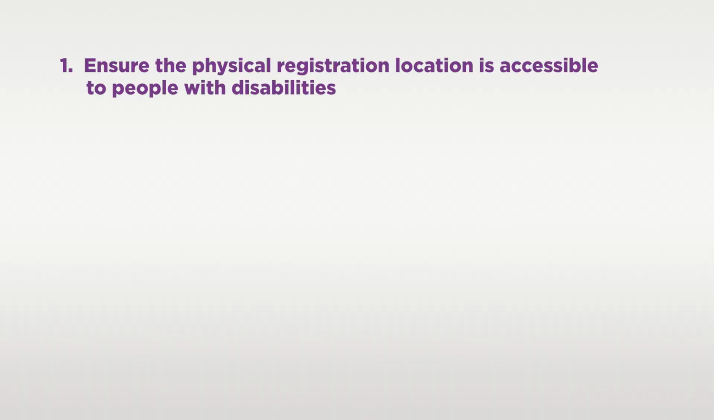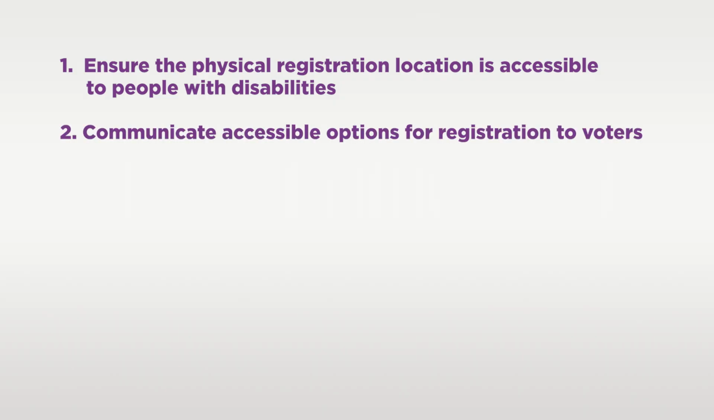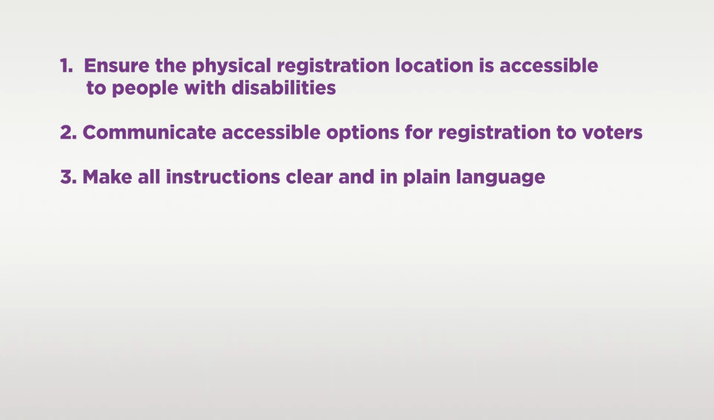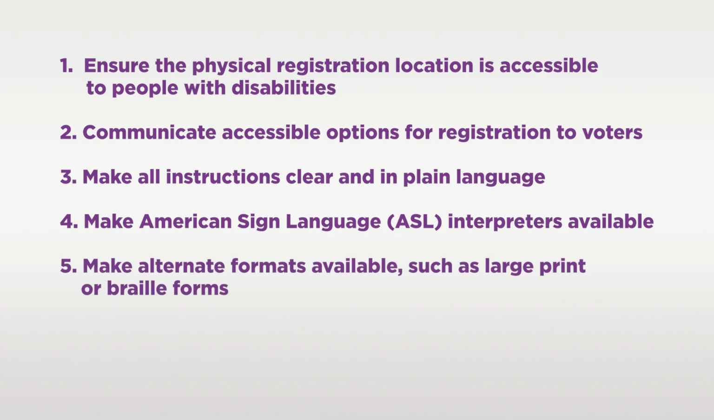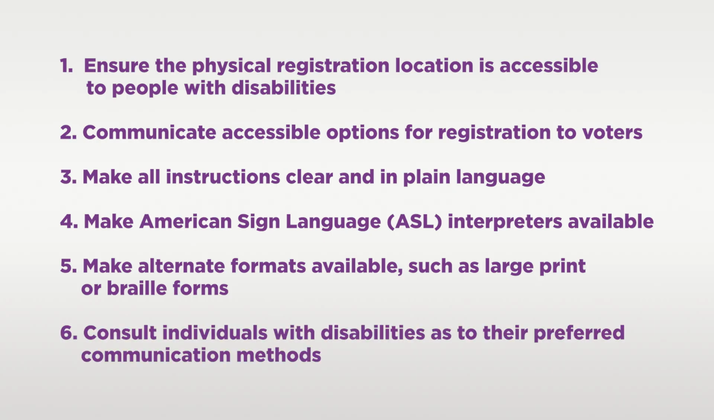Ensure the physical registration location is accessible to people with disabilities. Communicate accessible options for registration to voters. Make all instructions clear and in plain language. Make American Sign Language, or ASL, interpreters available. Make alternate formats available, such as large print or Braille forms. Consult individuals with disabilities as to their preferred communication methods.